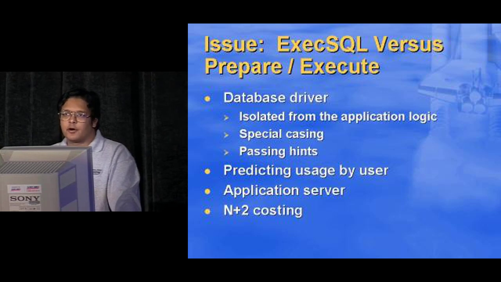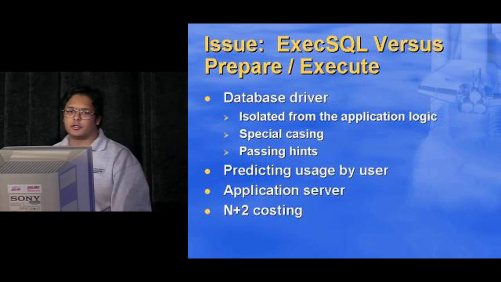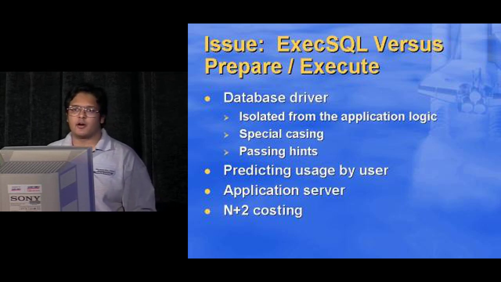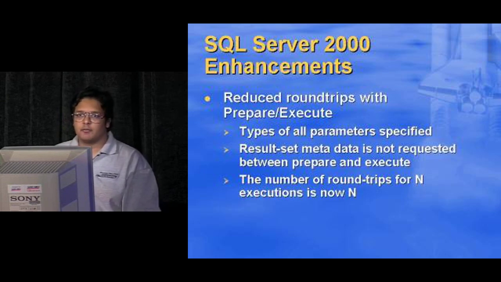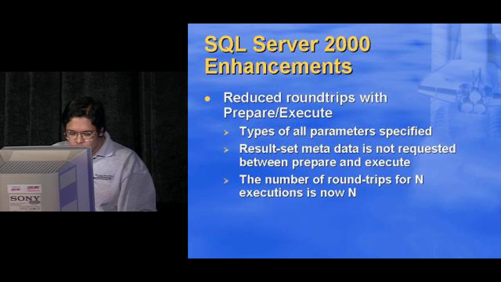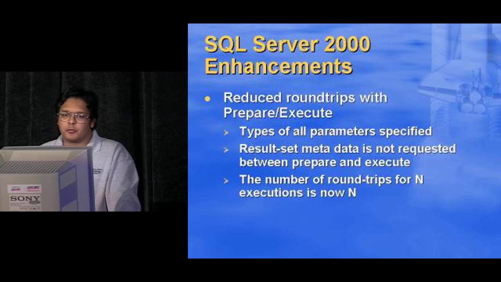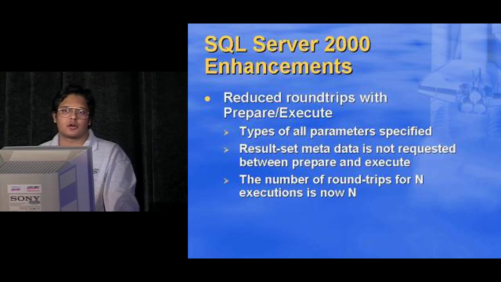Many developers were frustrated with trying to come up with an algorithm for figuring out when to use exec SQL versus prepare exec. So we made a major effort in trying to resolve that in SQL Server 2000, and I believe we succeeded. For both OLE DB and ODBC, we have managed to reduce the number of round trips. This happens only if all the parameters are specified in advance. So you bind before you prepare, and you don't request the metadata between the prepare and the execute, such as a describe call in ODBC, for instance.